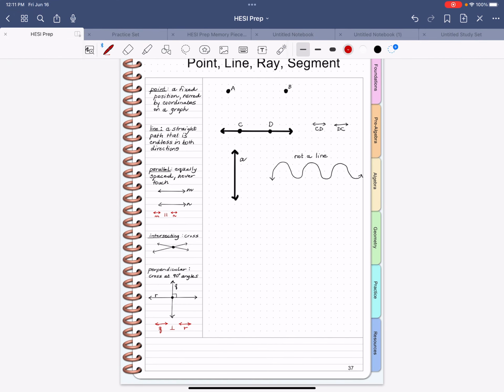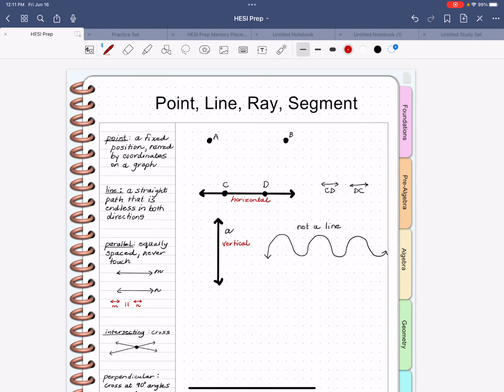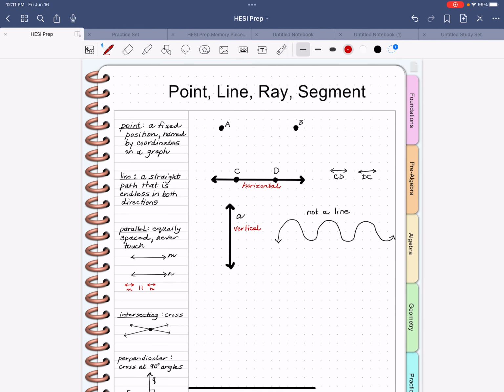Lots of vocabulary on this page. A couple more terms that I would like for you to at least have seen. This line right here that I drew is horizontal. If you think about sitting on the beach and looking at the horizon, it runs left to right. So this is a horizontal line. Line A here is a vertical line, north to south, up and down. So those are important terms to know as well.